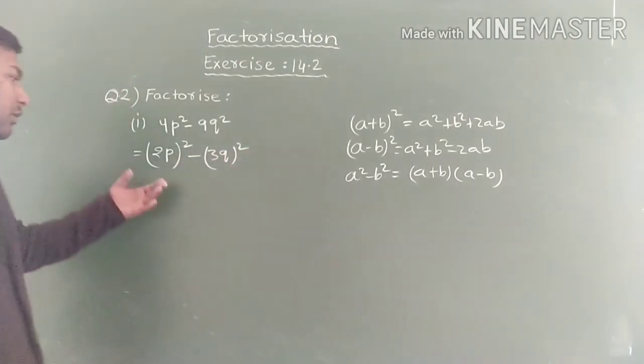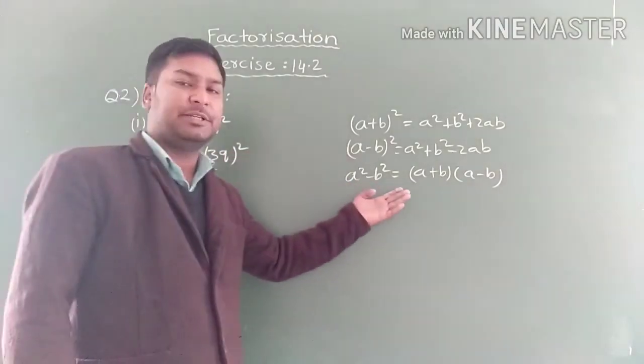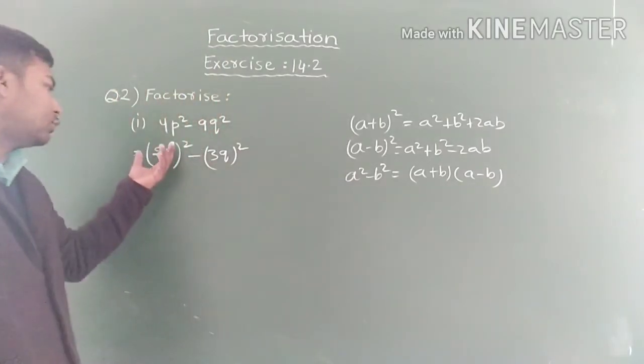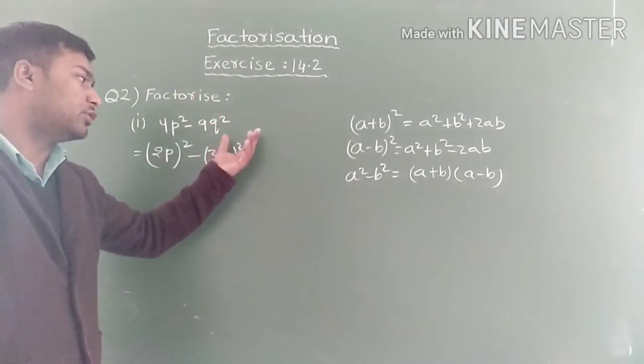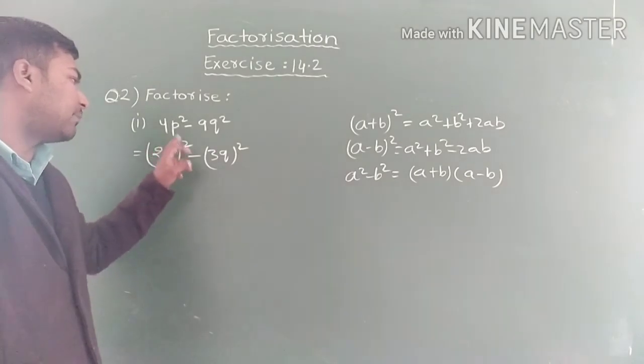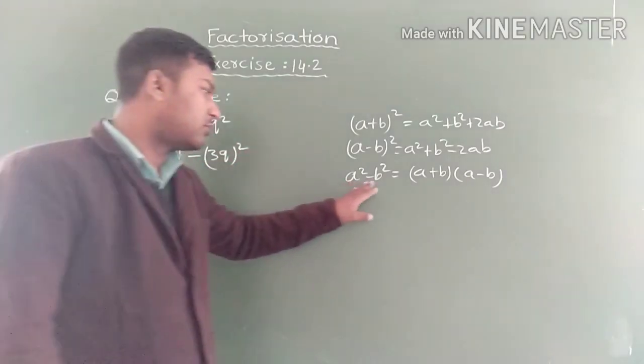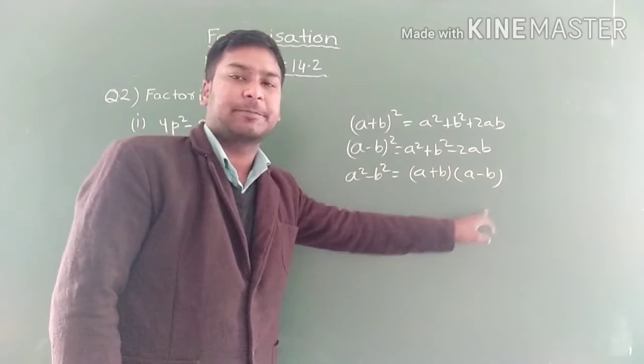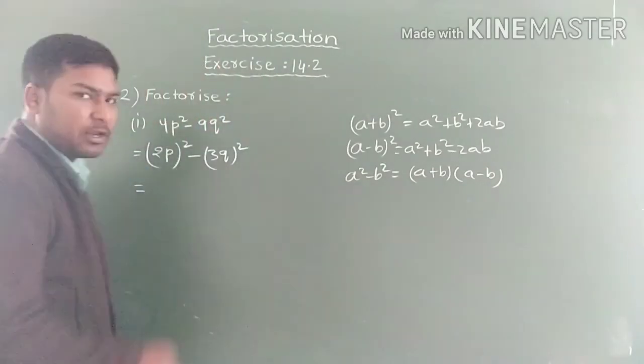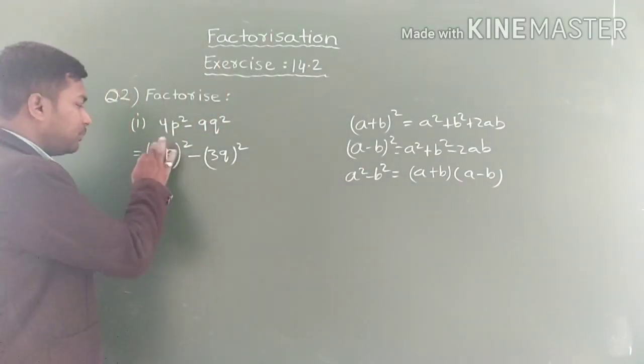Okay. Now it will be converted into a square minus b square. 2p whole square minus 3q whole square. So a square minus b square. So the formula will be a plus b, a minus b. So just apply the formula a plus b. So 2p plus 3q.